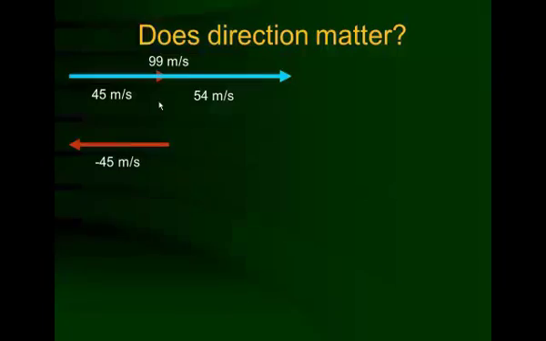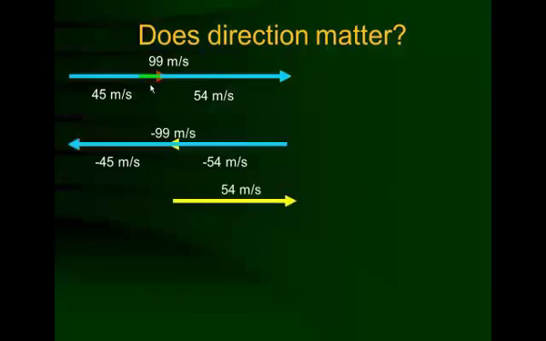How about if the plane's airspeed was 45 meters per second to the left or to the west instead of to the east, and the wind was also blowing to the left or to the west instead of to the east? Again, these would add up to a total of 99 meters per second, but to the left or to the west. And so I want you to notice here that we've put negative signs to indicate opposite directions. Okay, positive, negative tell us opposite directions.